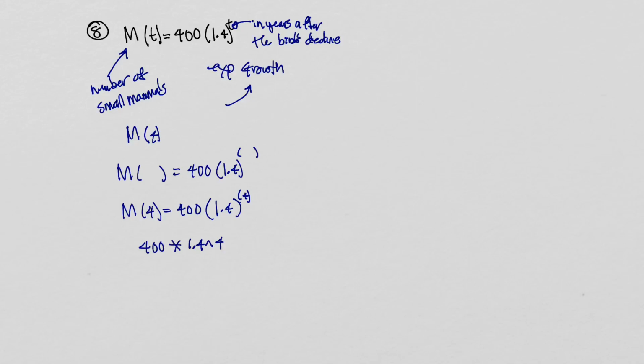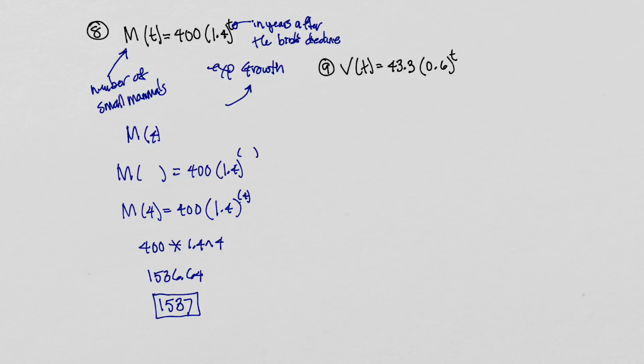And when I did this, I'm getting 1536.64. But let's round it up. I mean, it's the number of mammals, so it can't be a fraction. So let's just round this up. How about we say 1537? So 4 years after these birds decline, there's going to be about 1,537 small mammals on this property.